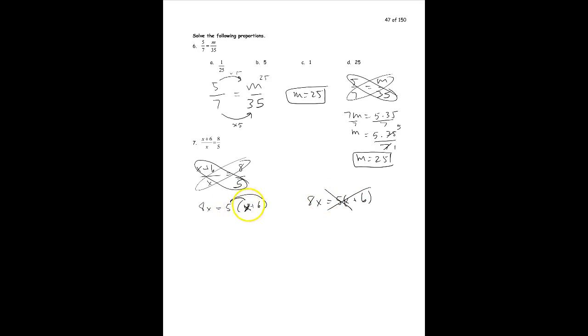Here we're going to multiply that 5 to each factor. So we have 8x equals 5x plus 30. I'm going to subtract 5x from both sides to get the x's together. 3x equals, these are going to be 0x, 30. x is 10 by dividing each side by 3.